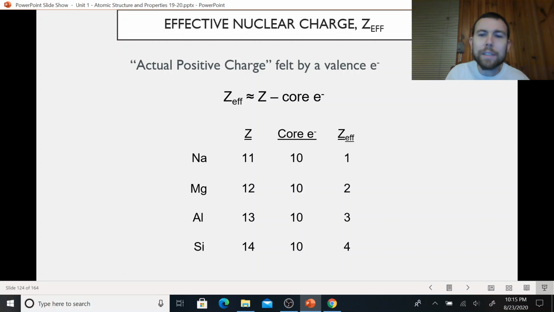And so that means that when we're comparing these two, the actual positive charge felt by a valence electron within silicon is going to be stronger than the effective nuclear charge felt by the electron within sodium. And that has to do with the fact that there are more protons in the nucleus of silicon as compared to sodium.